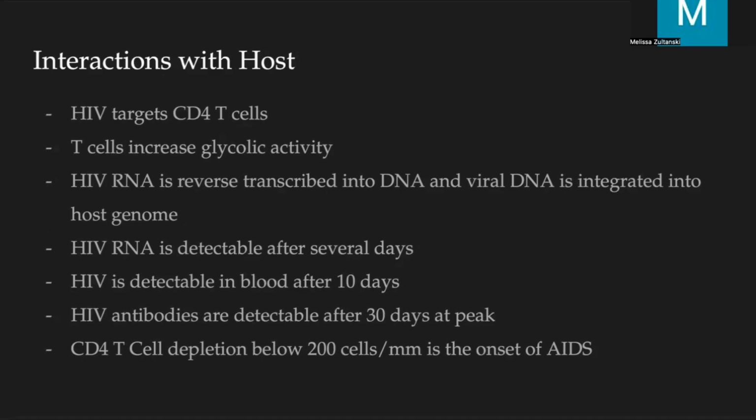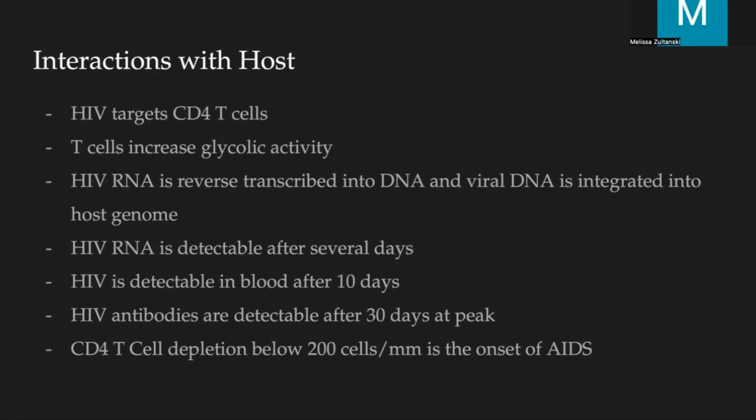It will fuse to the host cell, uncoat, and from that, HIV's RNA is reverse transcribed into DNA, and that DNA is inserted into the host genome. So just going through some little stats right here, the RNA is detectable after several days. It can be detected in the blood after 10. And the antibodies, which is normally the test that will diagnose people, are detectable after 30 days. And this is like the peak after 30 days of exponential growth.